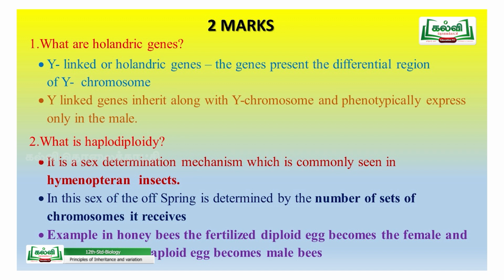The second one is, what is haplodiploidy? It is a sex determination mechanism which is commonly seen in hymenopteran insects. In this, the sex of offspring is determined by the number of chromosome sets it receives. For example, in honeybees, the fertilized eggs are called diploid eggs and they become female, and the unfertilized eggs are called haploid and they become the male bees.